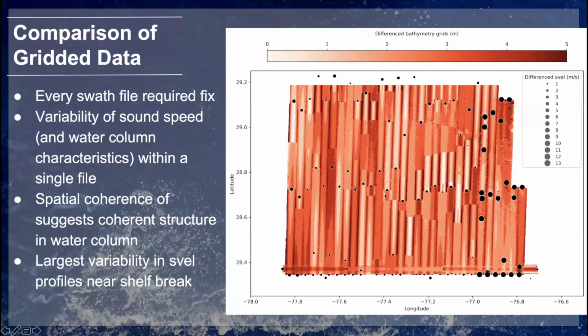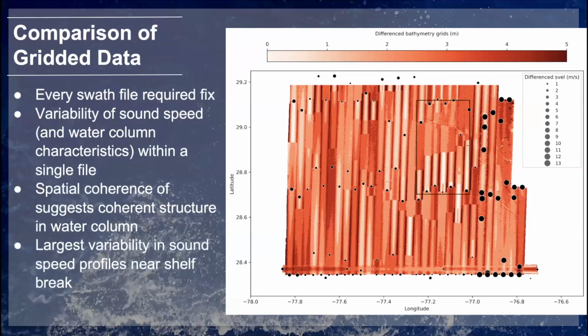This changes as we grew closer to the shelf break, where you'll notice that the largest sound speed corrections were necessary. And noting that these files were 40 kilometers in length, we noticed that the sound speed and water column characteristics varied within a single file, in addition to showing spatial coherence, suggesting that there may be some coherence to the water column characteristics as well.